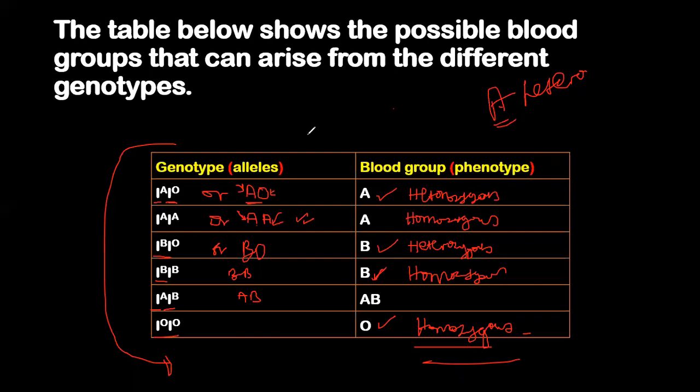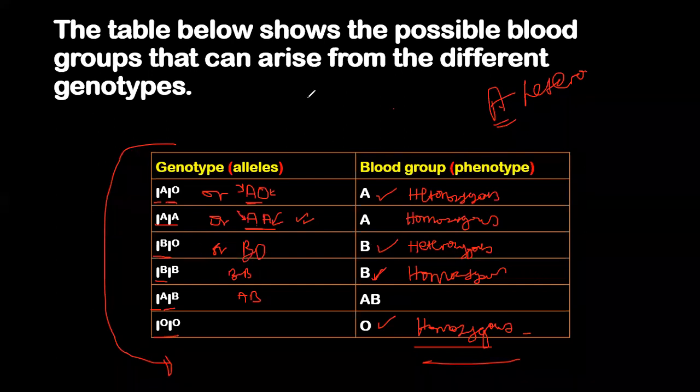If the question says Gabriela is homozygous for blood group A, then it means the two alleles that determine her blood group are identical. So it is AA. So if you want, you can write this, it is okay, but also if you want, you can write this, it is also okay.